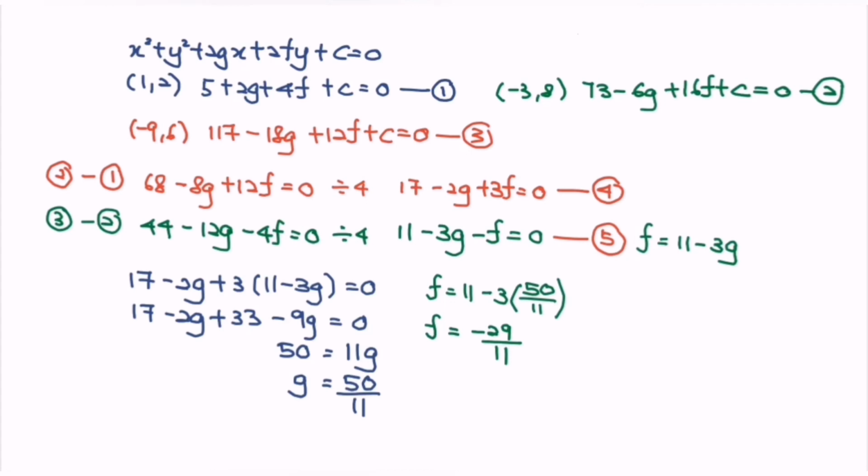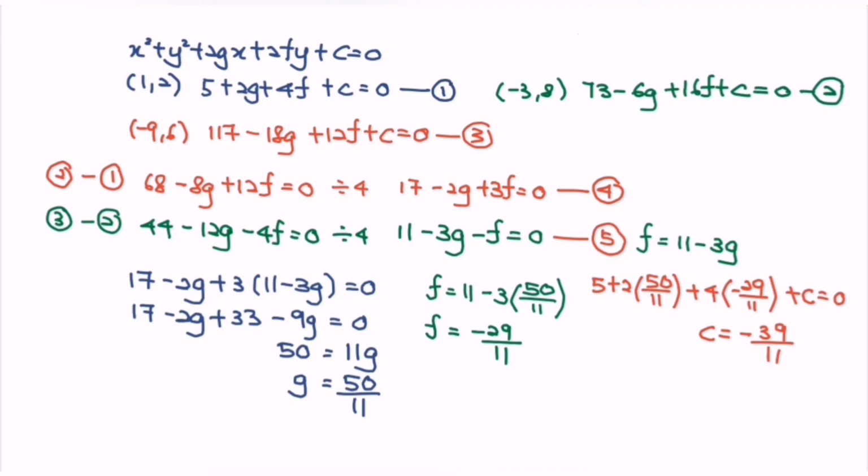Next, what we have to do is to substitute the f and g into the first equation. So kindly refer to the first equation where we have 5 plus 2 multiplied with g, where we have 50 over 11, plus 4f where we have negative 29 over 11, plus c equals to 0. So now we are interested in the c. So with the help of the calculator, the value of c will be equals to negative 39 over 11. So now we have the value of g, f, and then we have c.